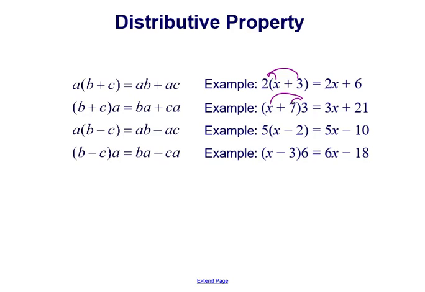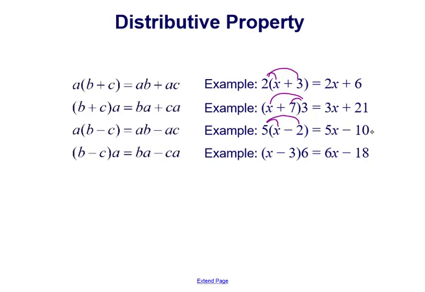Then we can have subtraction on the inside of the parentheses, which works the same way. We have a times the quantity of b minus c equals a times b minus a times c. So 5 times x minus 2 is our example. So 5 times x is 5x, and 5 times negative 2 is negative 10. So that would be 5x minus 10.